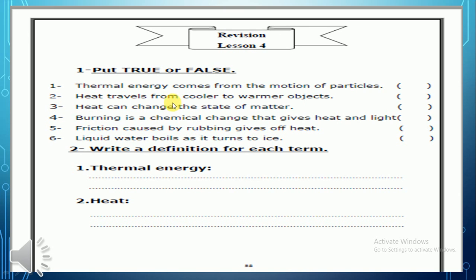Okay, number 2. Heat travels from cooler to warmer objects. Oh, heat travels from cooler? Do cold objects have heat? No. So this is false. Why? Because heat travels from warmer objects to cooler objects. Good job.